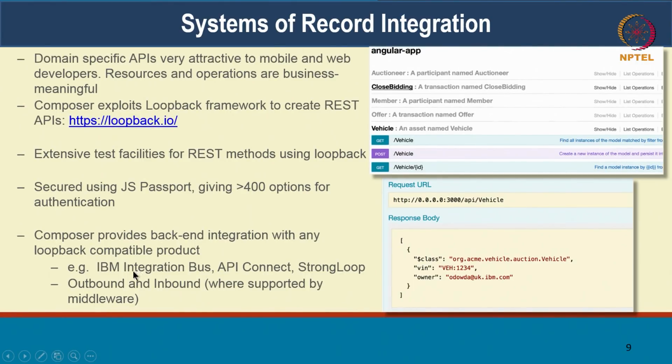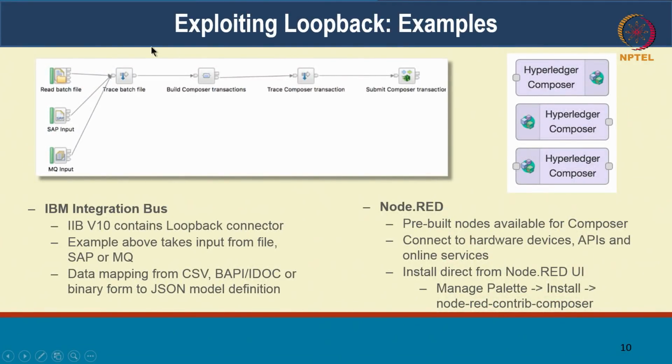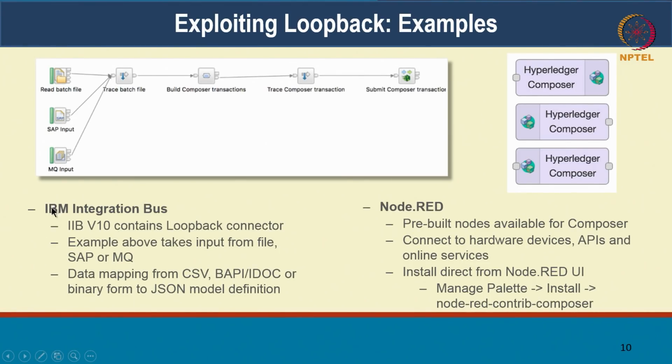Today we have connected it with Integration Bus and API Connect. And actually Node-RED. So we'll talk about that. So here's the example of exploiting Loopback. If you take IBM Integration Bus, it has a Loopback connector. So we have implemented Composer capabilities as a Loopback connector. So it can take a sample file from SAP or MQ, and you can connect that to your Composer transactions. So you can easily map data from, let's say, a CSV file to a JSON model definition in Composer.